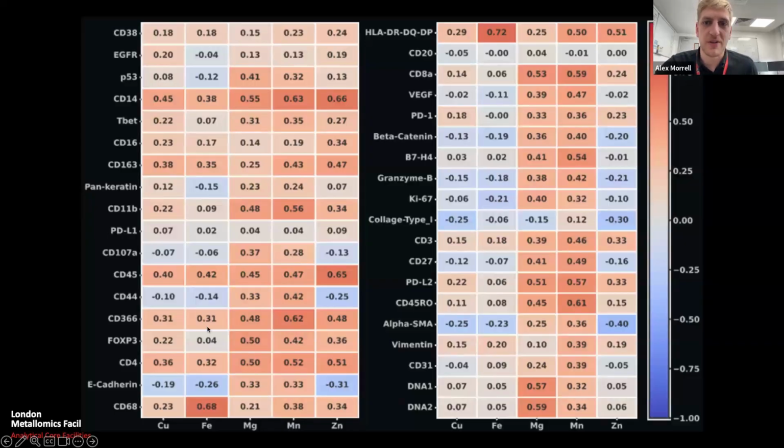So I know this is a bit of a confusing graph, but if you just draw your attention along the Y, we have different protein markers from that imaging mass cytometry. And along the X, we have our different metals that I've talked about today. And things that are red are positively correlated. So you'd expect to see as one protein goes up, the metal goes up, and things that are blue are negatively correlated. So the inverse of what I've just said.